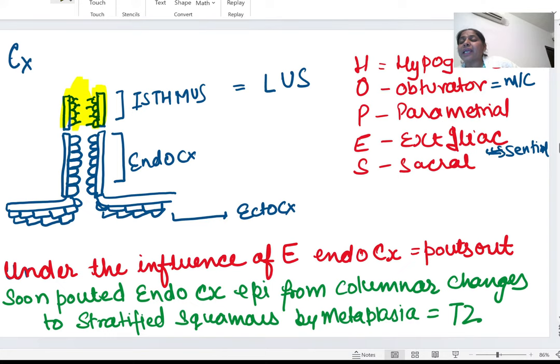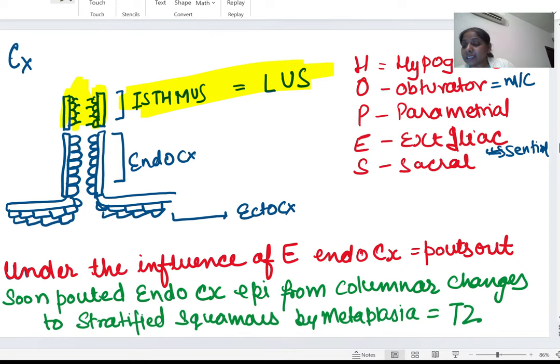What does the isthmus form? Everybody, this is the second last slide. Please be active. What does the isthmus form in pregnancy? The lower uterine segment.